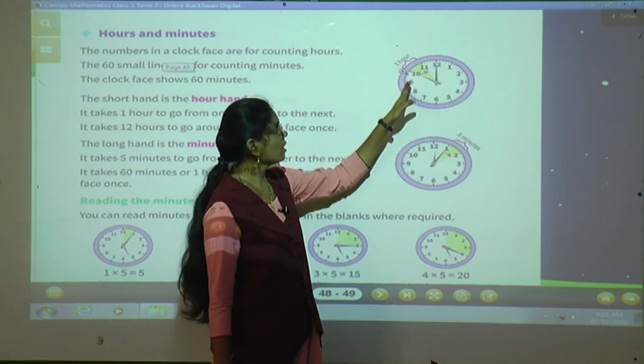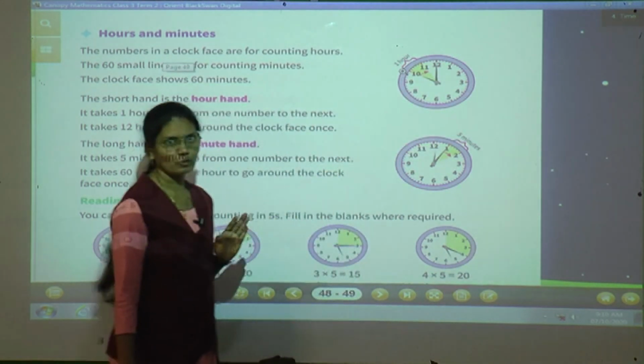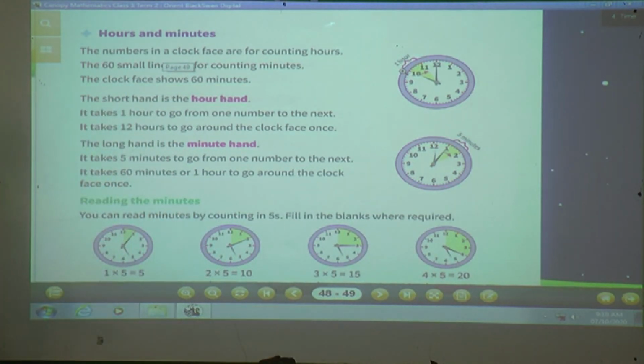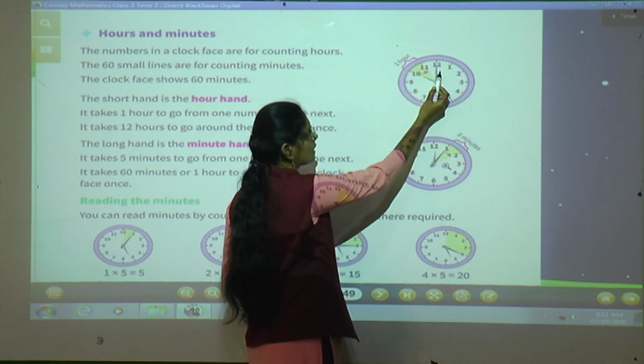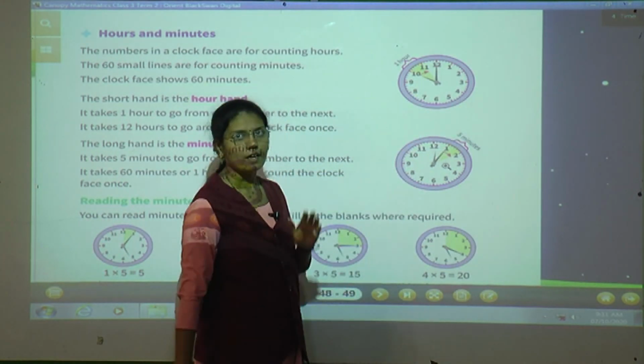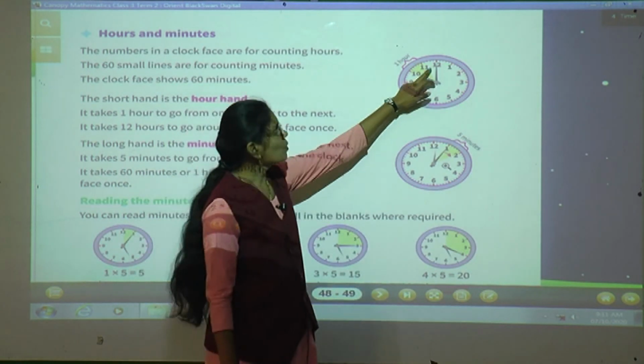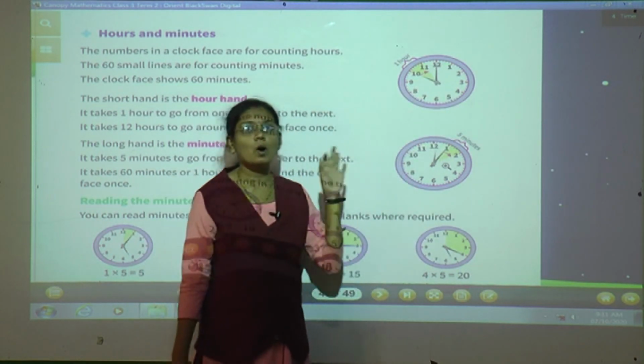And here 1 to 12 numbers you can see. Okay, 1 to 12 numbers are there. In each and every clock 1 to 12 numbers are there. Okay, and those numbers in a clock face are for counting hours. The 60 small lines are for counting minutes. Now see here, the numbers 1 2 3 4 5 6 7 8 9 10 11 12 are there, and there are small lines also.